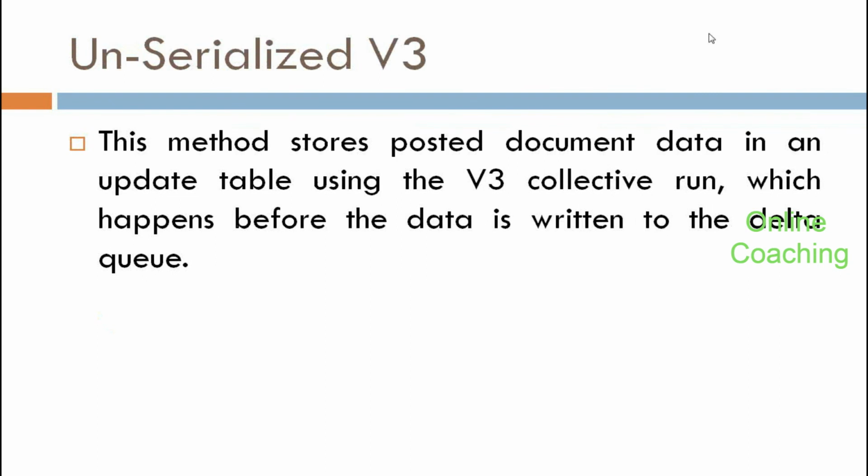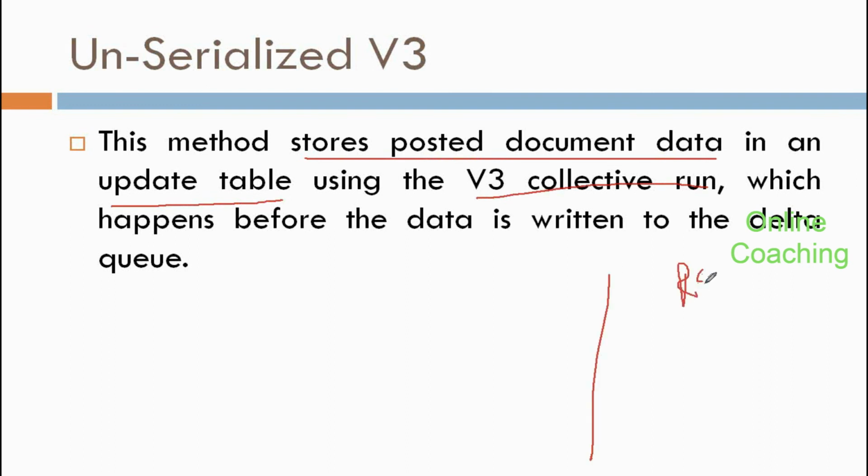Then Un-Serialized V3 update or Un-Serialized V3 delta. This method stores the posted document data in an update table. There is one table coming in between, using the V3 collective run. Again, this is RSA7, this is your delta queue. Why should everything go to the delta queue? Because from here only it will go to your data source. From here it will go to your BW. That's why the delta queue is very important.